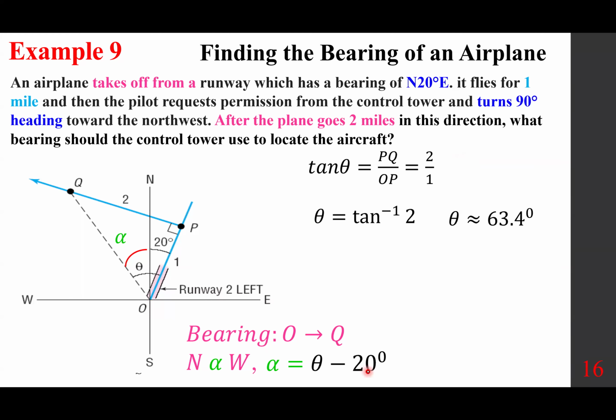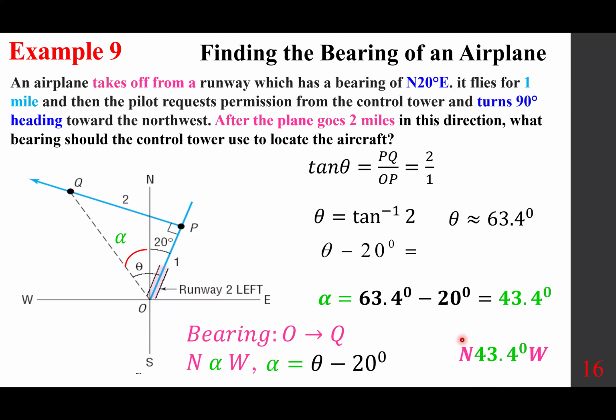Alpha is theta minus 20. So subtract 20. 43.4 degrees. So we're going to write north 43.4 degrees west.